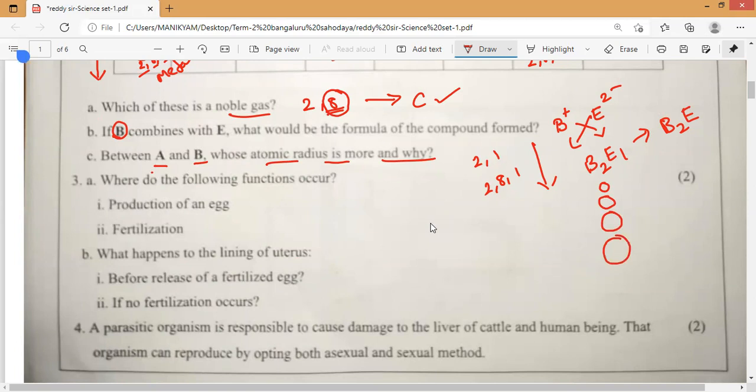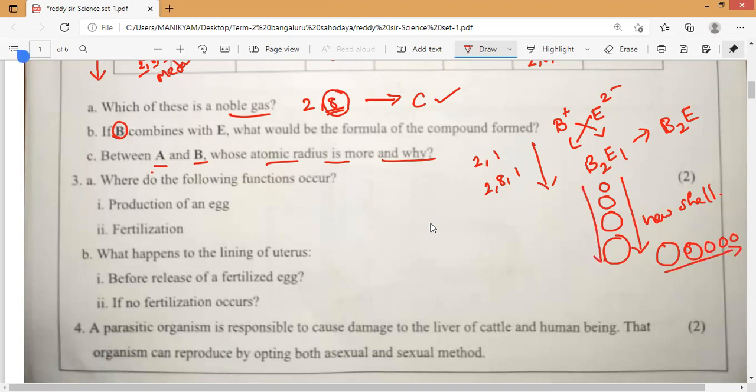Do you remember? Because the number of shells will keep on adding. So as we move from top to bottom in a group, the atomic radius keeps on increasing because new shells keep on adding. That is what we have studied. If we are taking periods, the size keeps on decreasing. If you are going like this, the size keeps on decreasing. If you are going like this, the size keeps on increasing.